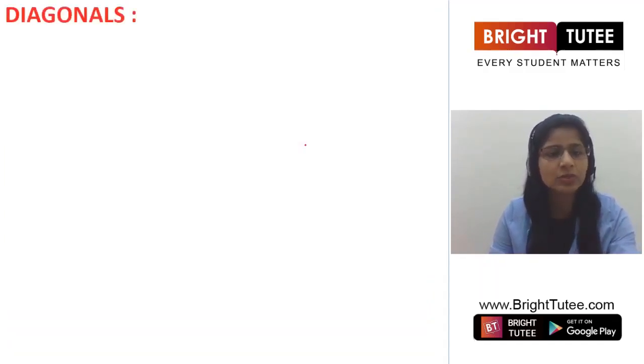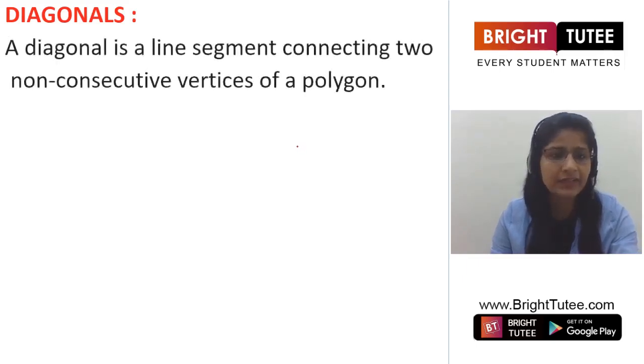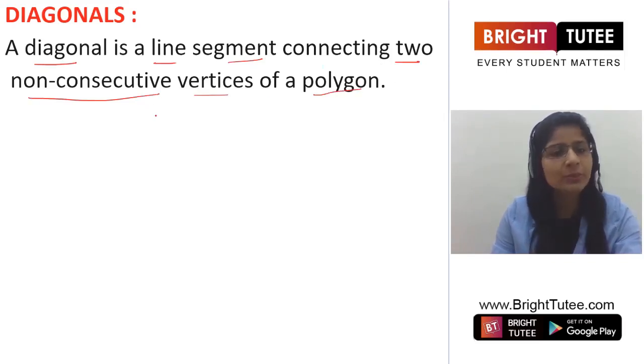Let us now move to the next topic, which is diagonals. So what is a diagonal? How do we define it? You might have done it in earlier classes also. So let us define it. Here is the definition. It says a diagonal is a line segment connecting two non-consecutive vertices of a polygon. So the most important thing to focus on here is two non-consecutive vertices.